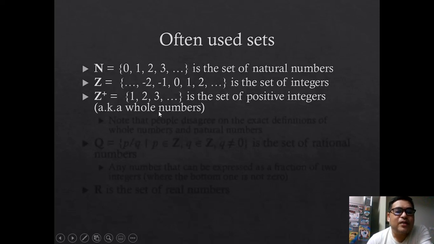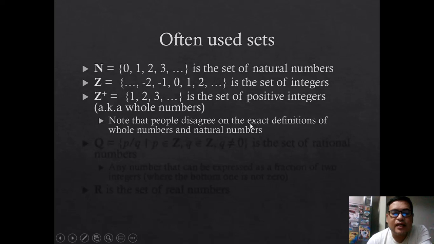So that's why the whole numbers class does not include 0. Whole numbers only include positive integers. Note that people disagree on the exact definition of whole numbers and natural numbers. So 0 is considered a natural number, and 1, 2, 3, 4, 5, and so on are considered whole numbers.